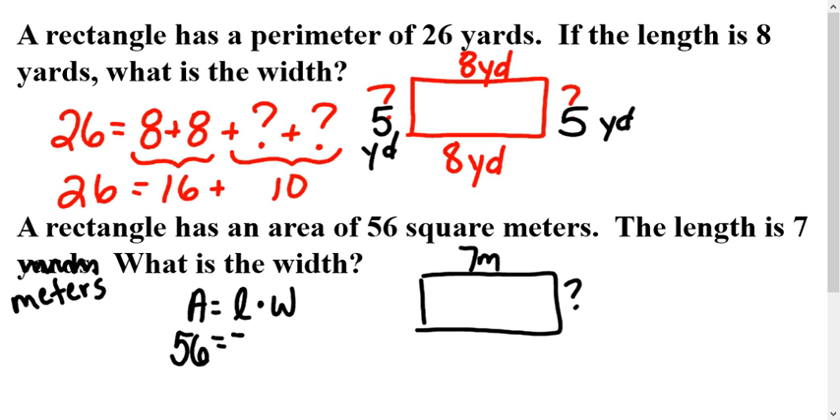Our length is 7 meters. We want to know what our width is. So 7 times what is 56? Well, it's 7 times 8. Or we could do 56 divided by 7. And either way, we're going to get that our missing number is 8. So this distance has to be 8 meters.